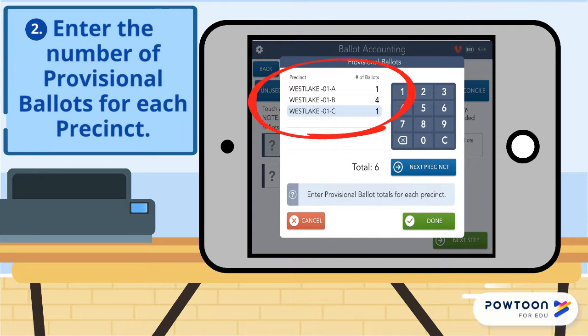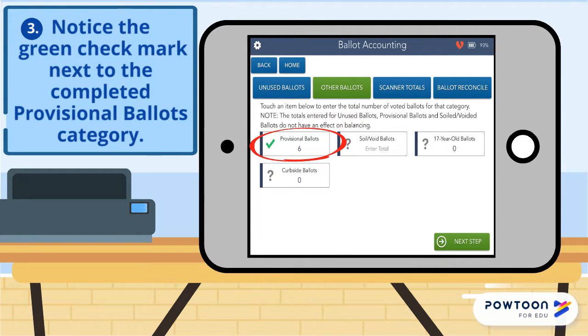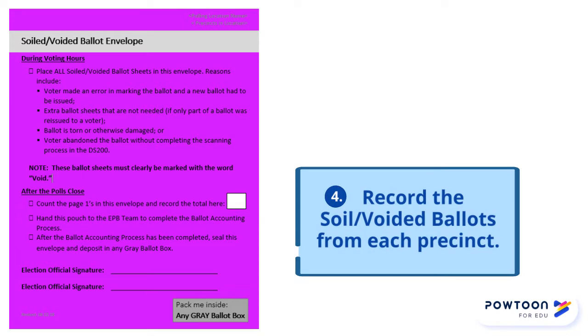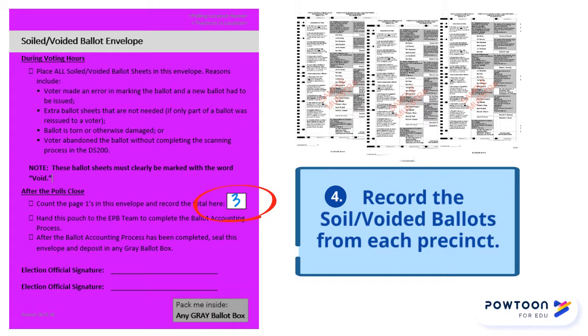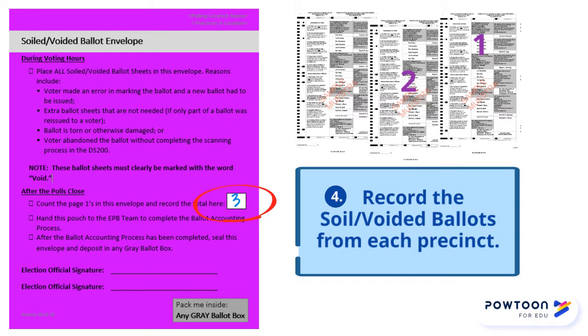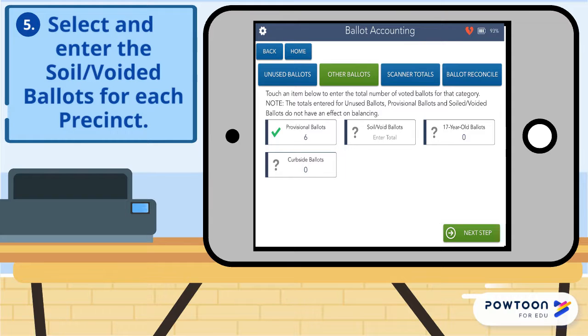Enter the number of provisional ballots for each precinct. Notice the green check mark next to the completed provisional ballots category. Record the soiled, voided ballots from each precinct. Select and enter the soiled, voided ballots for each precinct.